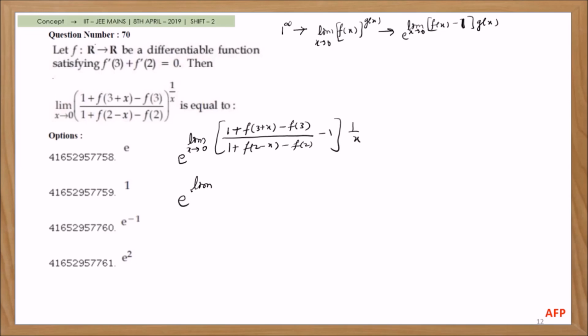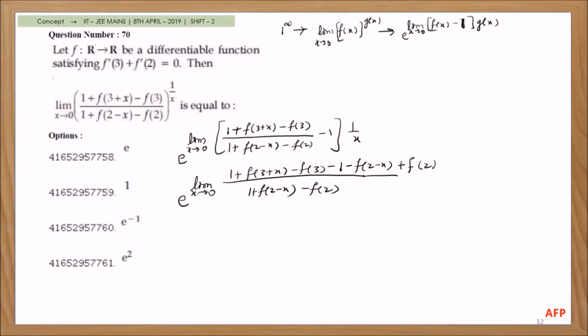So next step, if you take LCM, 1 plus f, we'll write the denominator as it is, 1 plus this term as it is. So when you take LCM, minus 1 minus f of minus 2, so minus into minus plus, you will get these values in the numerator part, 1 divided by x.